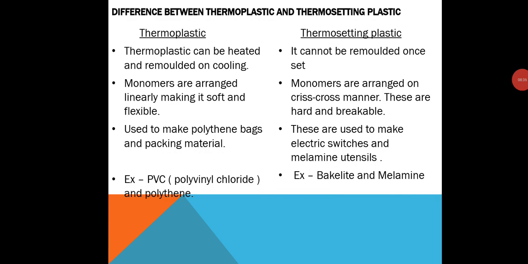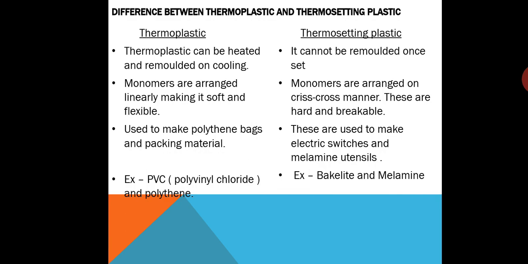Now, what is the difference between thermoplastic and thermosetting plastic? Thermoplastics can be heated and remolded on cooling. That means they can be heated again and again and remolded again. The monomers are arranged linearly, making it soft and flexible. That means the monomers of thermoplastic are arranged in a straight line. That is why they are very soft and flexible. It is used for making polythene bags and packing material. Examples are PVC, polyvinyl chloride, and polyethylene.